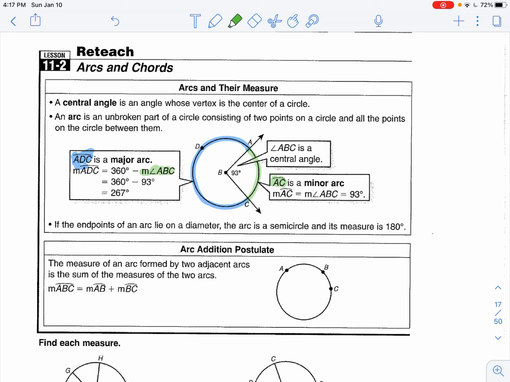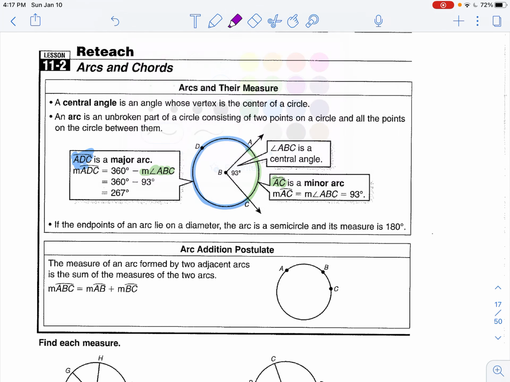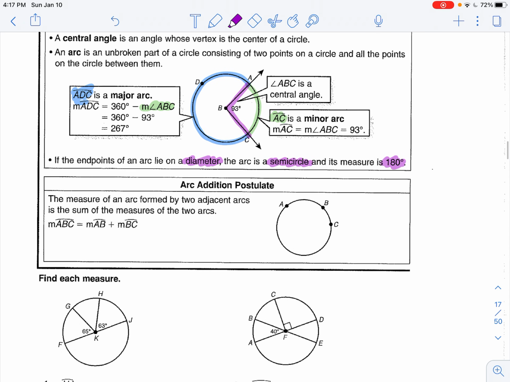AC is a minor arc. The measure of AC is equal to the measure of the central angle, the measure of angle ABC. So if the measure of angle ABC is 93, then the measure of the arc AC is also 93. If the endpoints of an arc lie on a diameter, the arc is a semicircle. A semicircle measures 180 degrees.